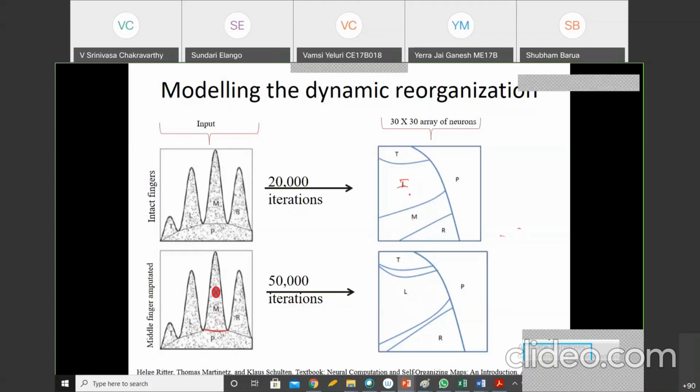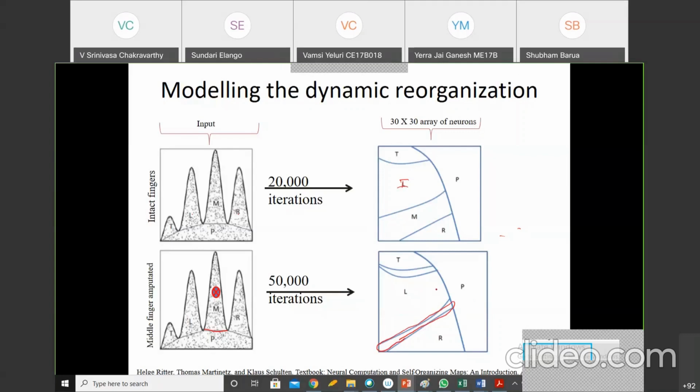When they did that, the index finger part encroached into the middle finger part. The ring finger also encroached into the middle finger part. Of course, there was a small band in the map where neurons didn't respond to anything. They are some kind of dead neurons that are not responding to anything. That's something that was found in the model. But the model pretty much captures the kind of properties that were observed in the real experiment.